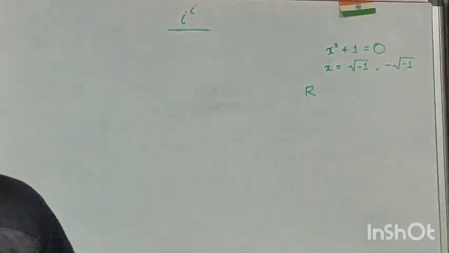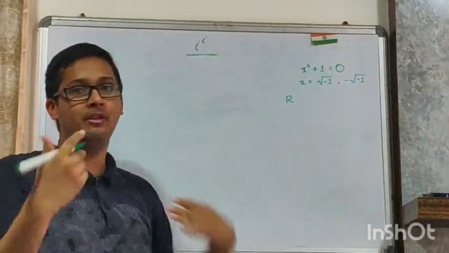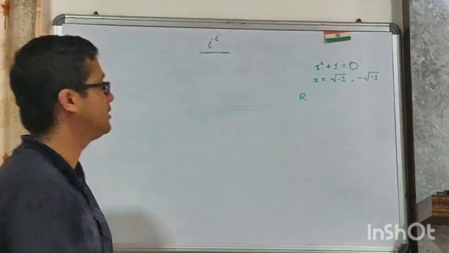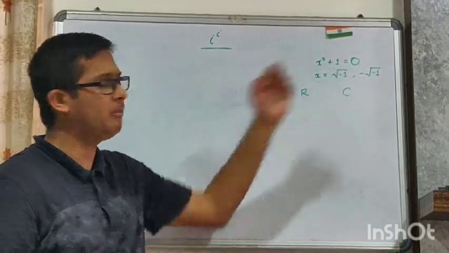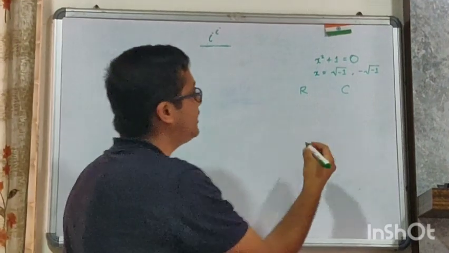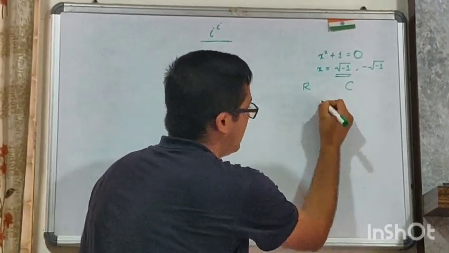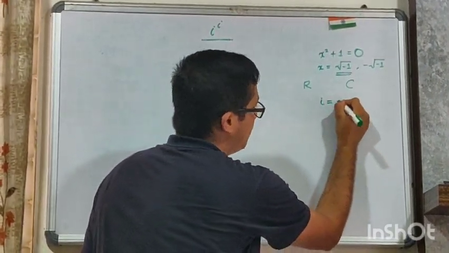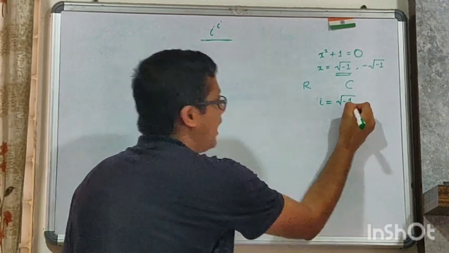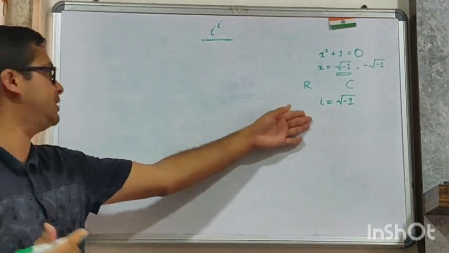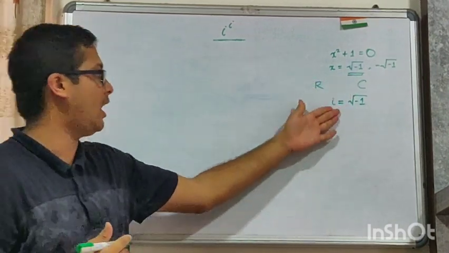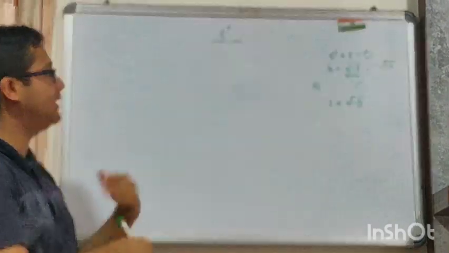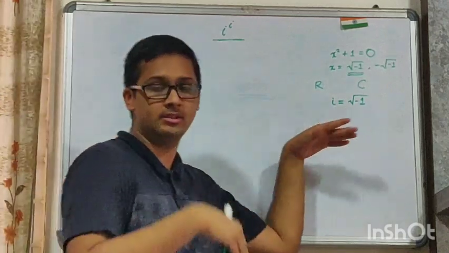So to define these types of roots, we have introduced one more number system called the complex or the imaginary number system. In the complex number system, we take this root of minus 1 as I or iota. This is called iota, and in shorthand notation it's written as I. So complex numbers are based on I equal to root of minus 1, and the entire complex number system is based on this number itself.